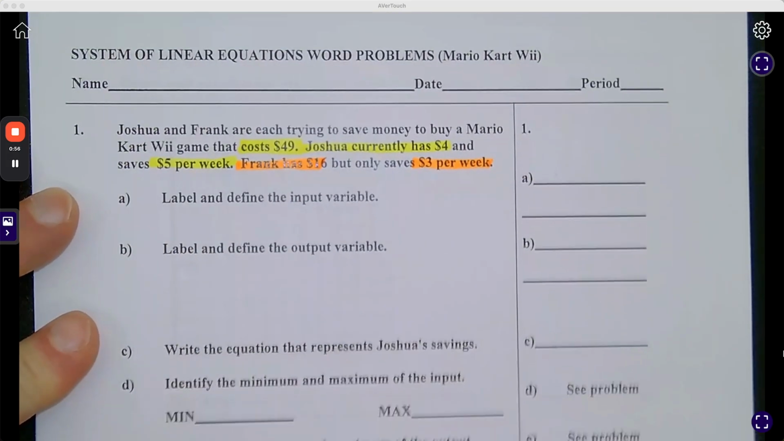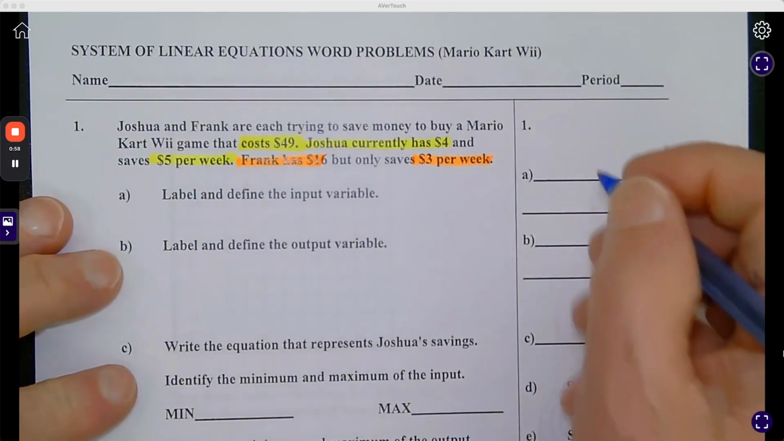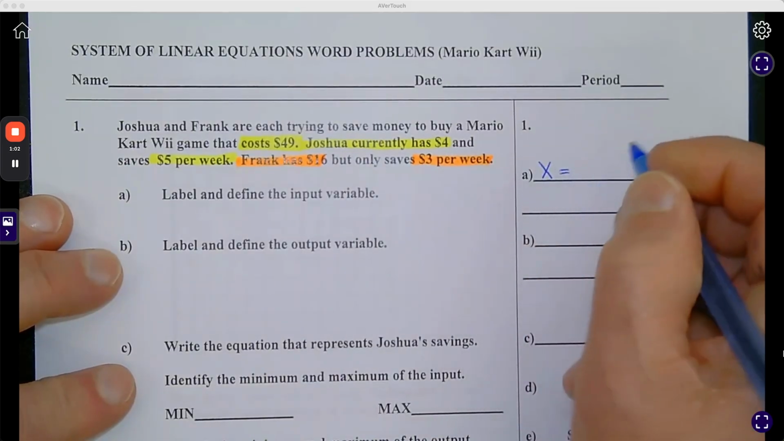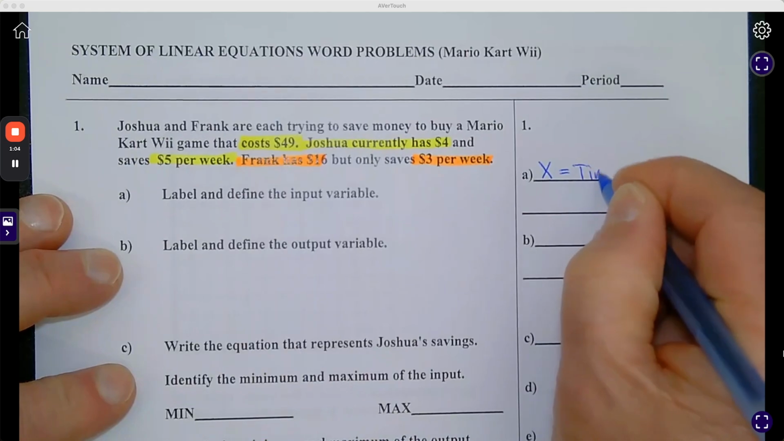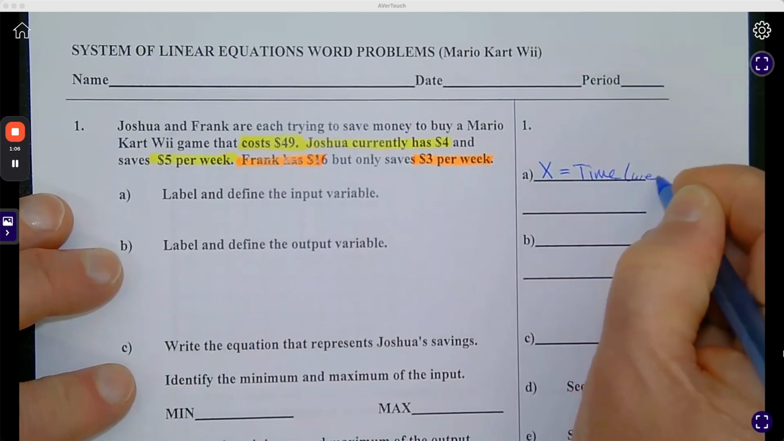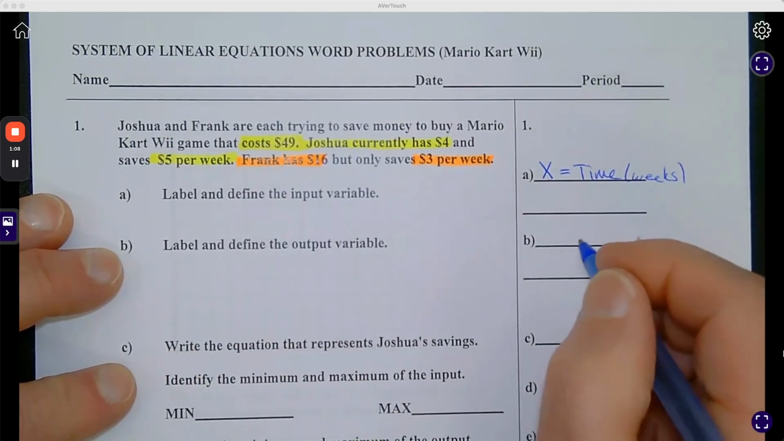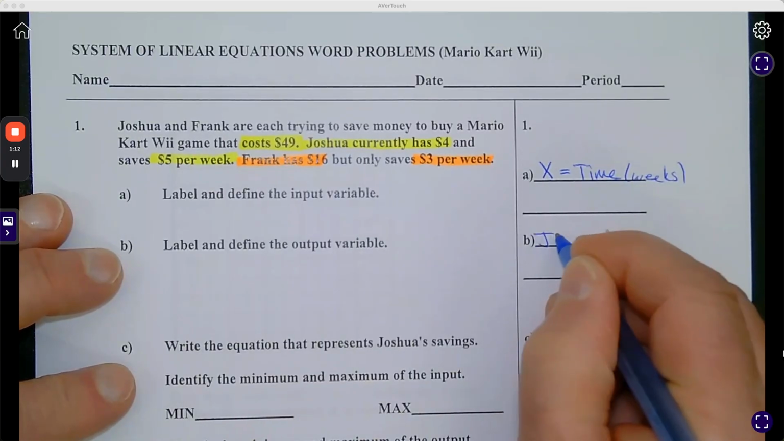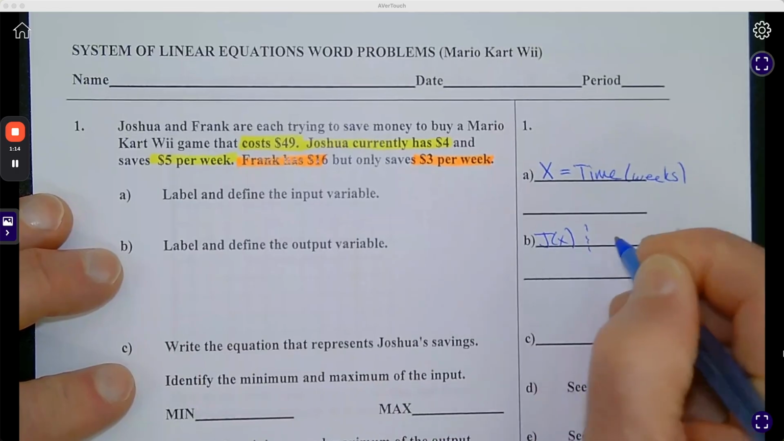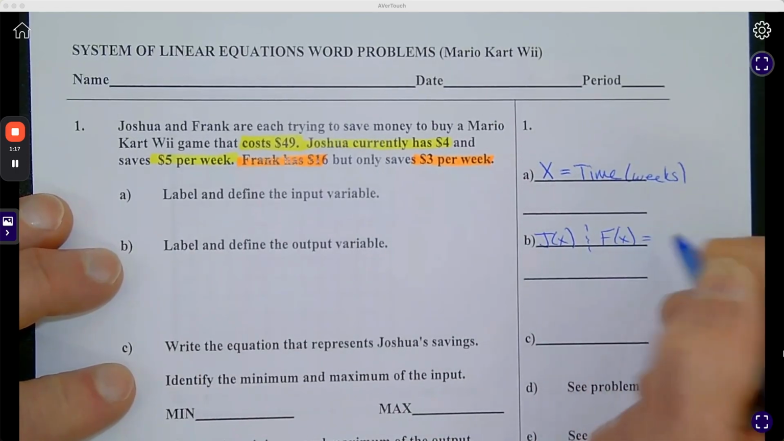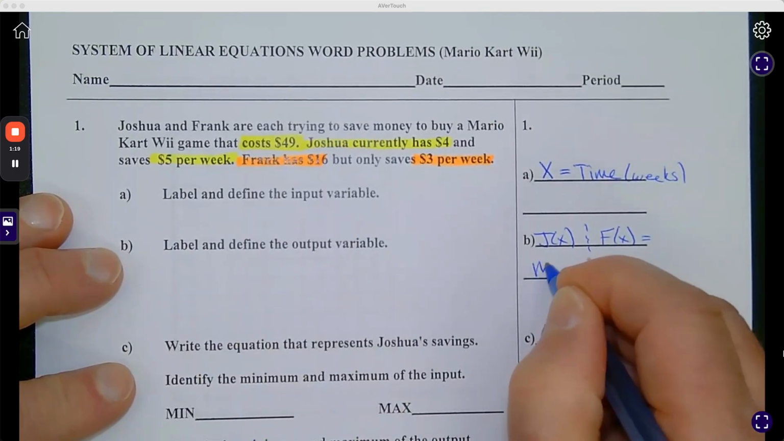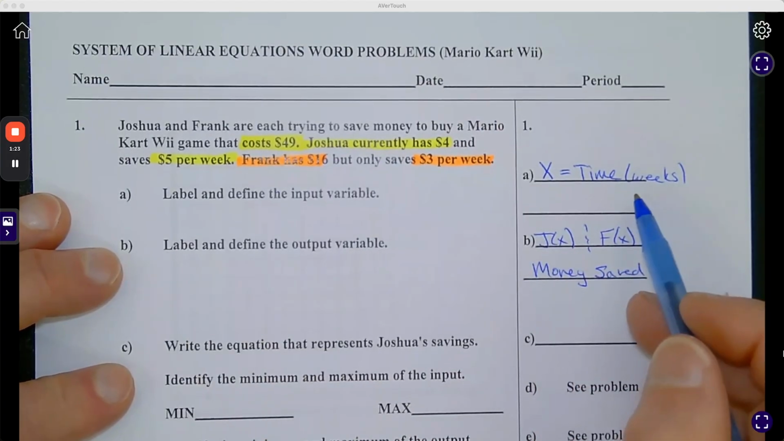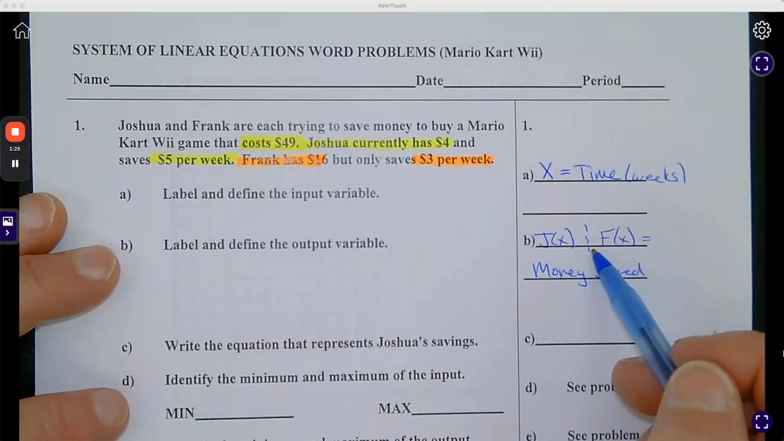Label and define the input variable. Okay, the input variable is X, and that represents time in weeks. The output variable is going to be J of X for Joshua and F of X for Frank, and that represents money saved. So the input is time in weeks, the output is money saved.